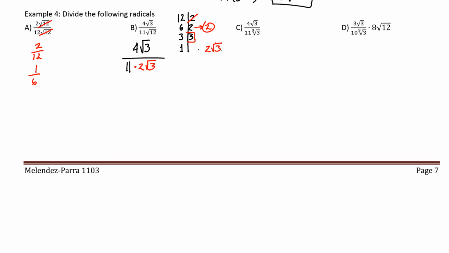Okay, notice now what happens. We have the same square root on both the top and the bottom, which means that they cancel each other out. And then we would have 4 over 22, both of which are divisible by 2, so you would get 2 over 11 as your final answer.